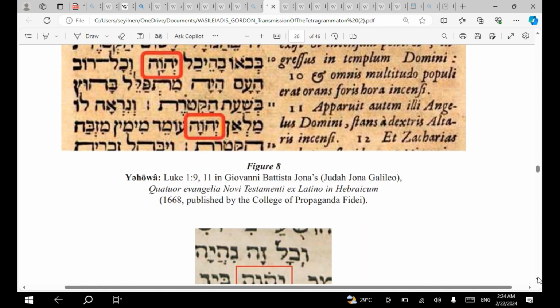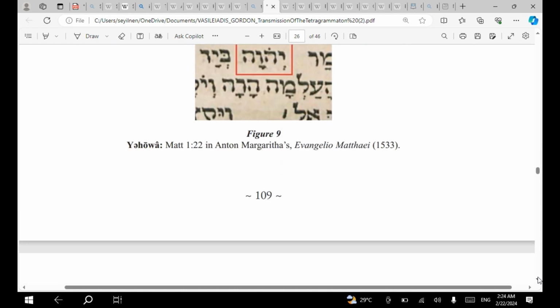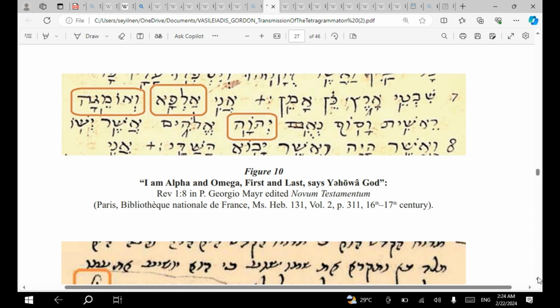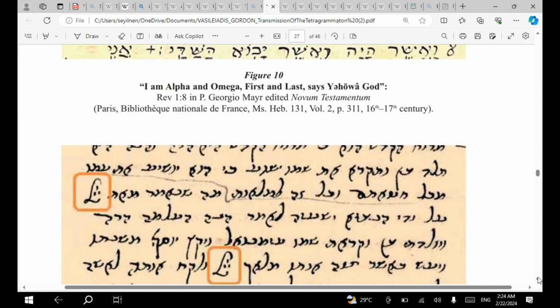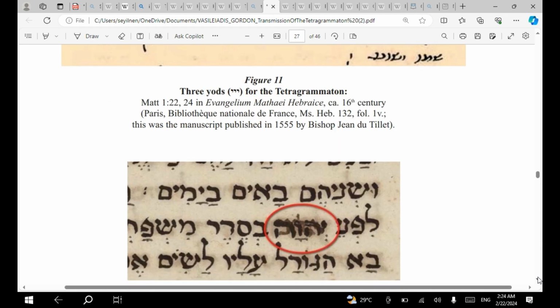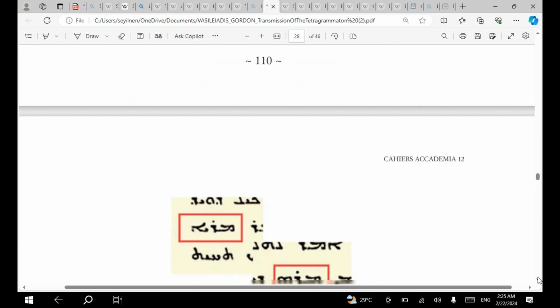This is between 16th centuries. 16th centuries. You can't see it there. This is 15th century. By then they have already removed the name, right? They have already removed the name by then. 17th century, 16th, 17th, they have already removed the name. 16th centuries, they have already removed the name.